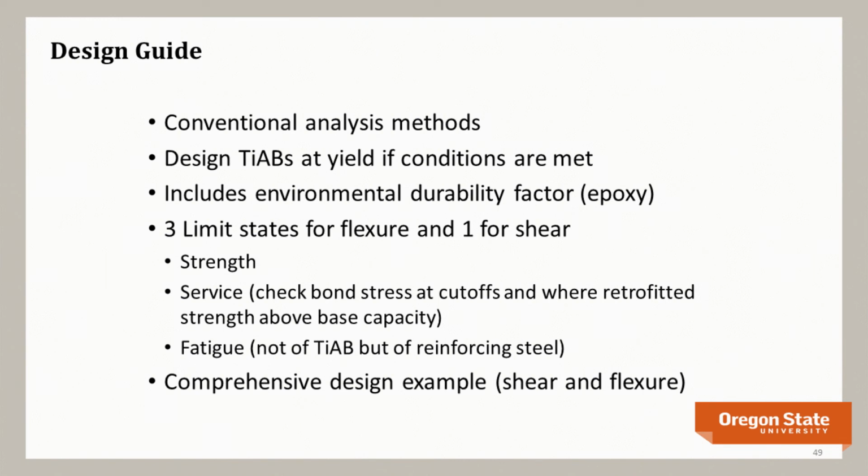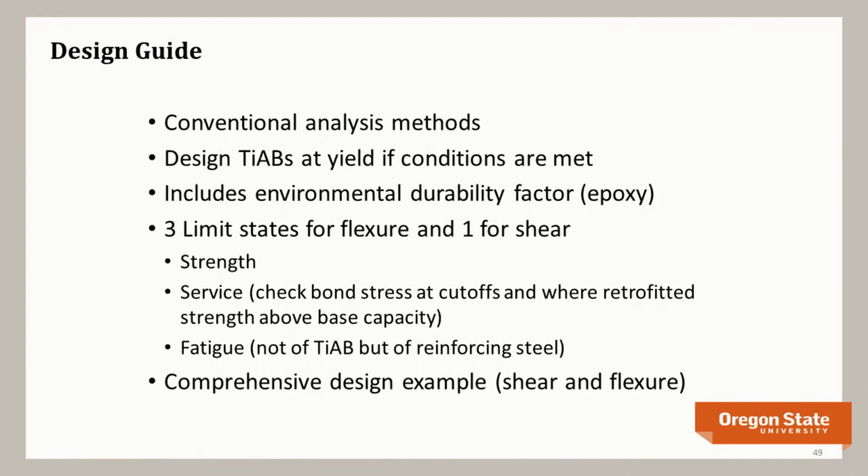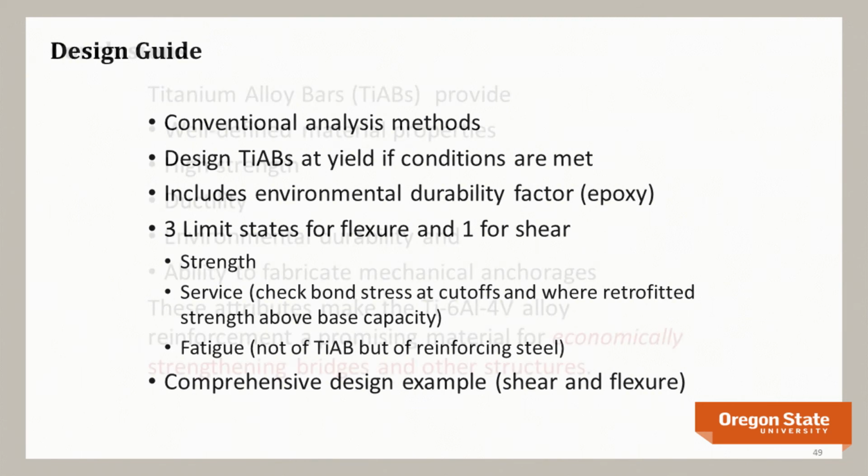There are 3 different limit states. It's actually more restrictive than carbon fiber, even though we're not asking the titanium to do anything more than what you're already allowing carbon fiber to do. It includes strength, service, and fatigue checks. The fatigue check is not for the titanium. If your titanium is going to fatigue, your steel is already gone. Right? So it's about checking whether your steel is adequate or not. And there's a comprehensive design guide to walk you through it for flexure and shear.